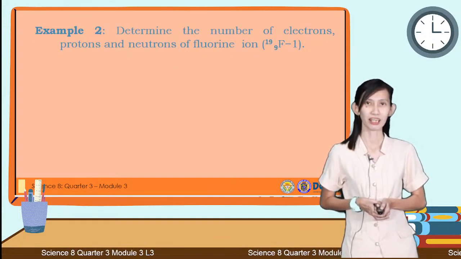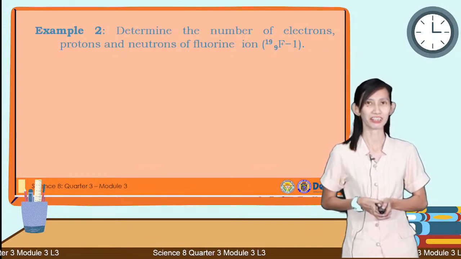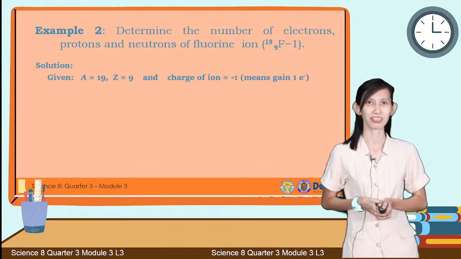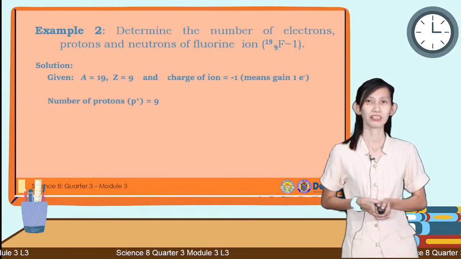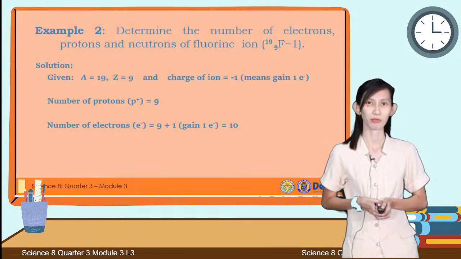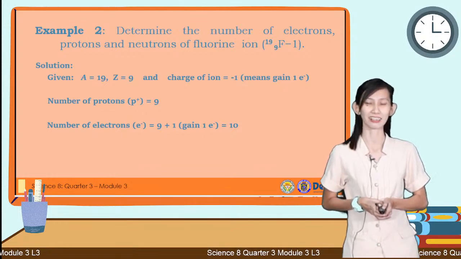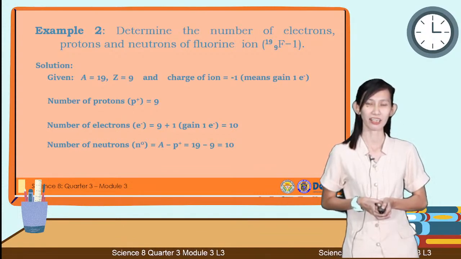For example, determine the number of protons, electrons, and neutrons of fluorine ion. So the solution, the given are A is 19, Z is 9, and the charge of ion is negative 1, which means it gains 1 electron. The number of protons is 9, the number of electrons is 10, because there is a -1 charge of ion. That means it gains 1 electron. The number of neutrons is equal to A subtract P. The answer is 10.